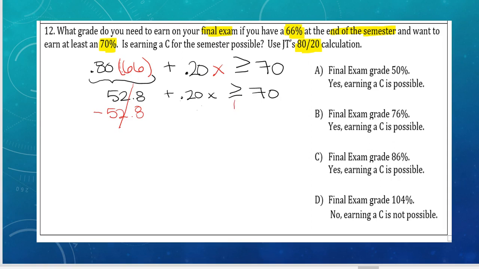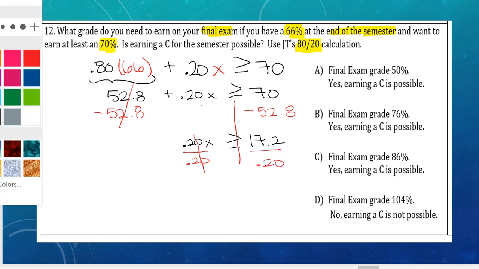Whatever I do to one side of the inequality symbol, I have to do to the other. Left on the left is my 0.20 X. And on the right, calculator work tells me 17.2. We get rid of a coefficient, which is connected to the variable with multiplication, by dividing. So a multiplied 0.20 moves by dividing by 0.20.